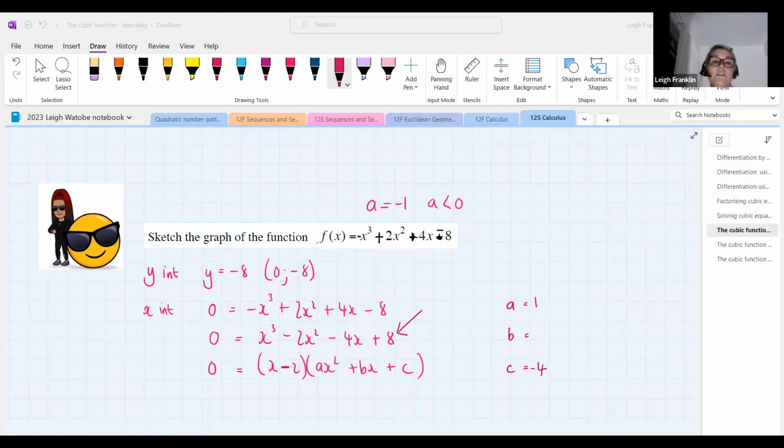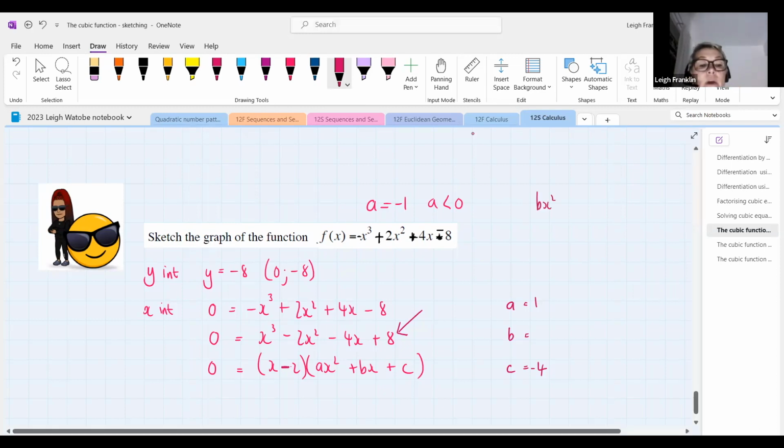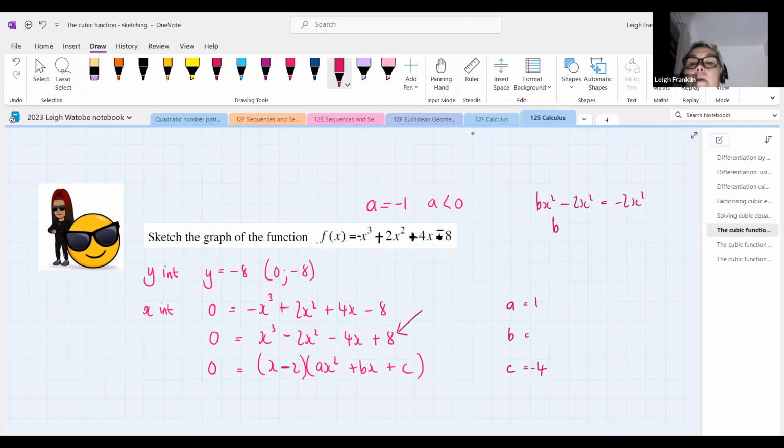Okay, so we're getting different answers. Sepo is getting 0. Shania is getting -4. Let's just double check. So we would end up with bx squared, then we've got -2x squared, and that would be equal to -2x squared. Okay, so b minus 2 equals -2, so b would be equal to 0. All right, remember we're using this one here because we divided through by -1.